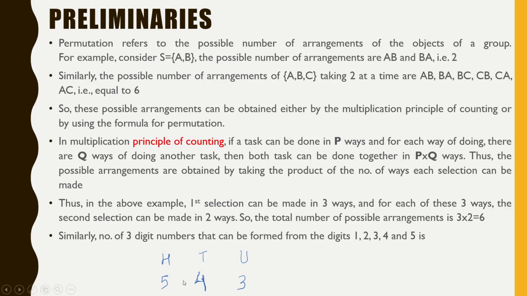For the 10th place, because one option goes in the 100th place, there are 4 more options left. So the 10th place can be filled in 4 ways, and after putting these two numbers, the last place has 3 options, so it can be filled in 3 ways. So we take the product of all these 3 and the total number of numbers is 60. This is how the principle of counting applies.